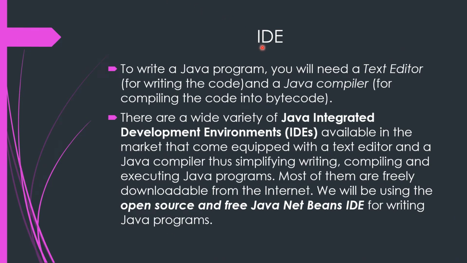IDE, Integrated Development Environment. Now let us discuss it. To write a Java program, you will need a text editor for writing the code and a Java compiler for compiling the code into bytecode. So basically, whenever we want to write a Java program, we will need two things. First is a text editor, which we use for writing our code, and then a Java compiler, which we use for compiling the code into bytecode.